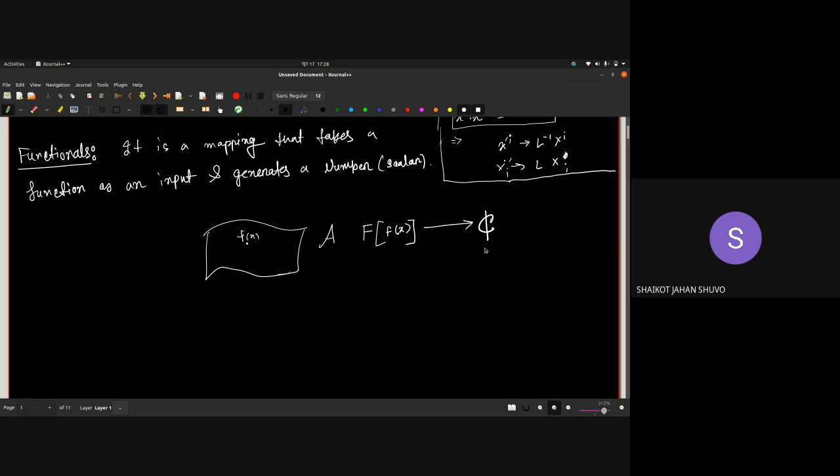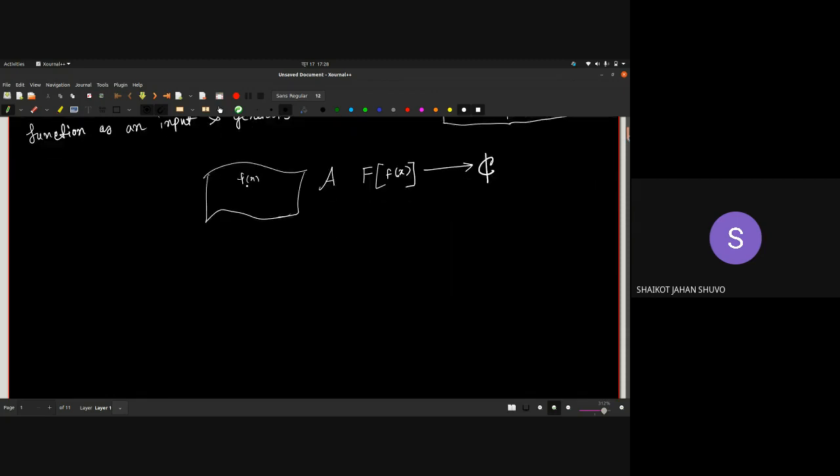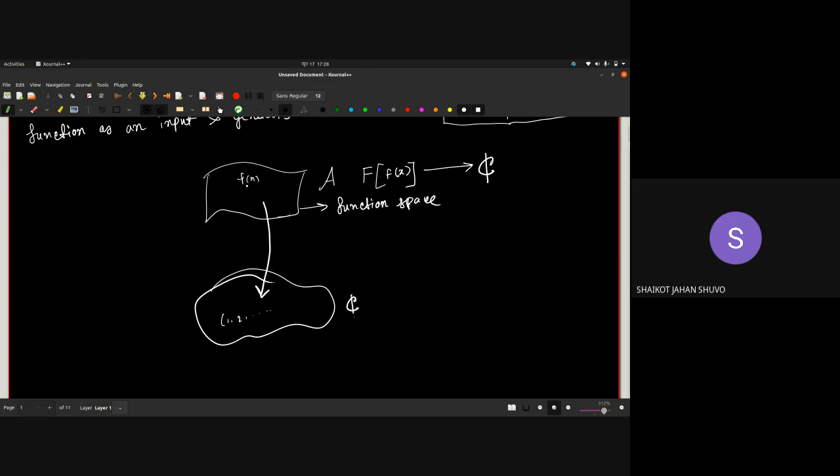And what I wrote here is just a map from function space to your space of numbers. Let me try to draw that again. So this is your function space, and this is the space where you have these numbers, let's say 1, 2, and so on. There might be complex numbers as well. So a functional is just a map from the function space to this space. This is what a functional does. Okay, it's a mapping.